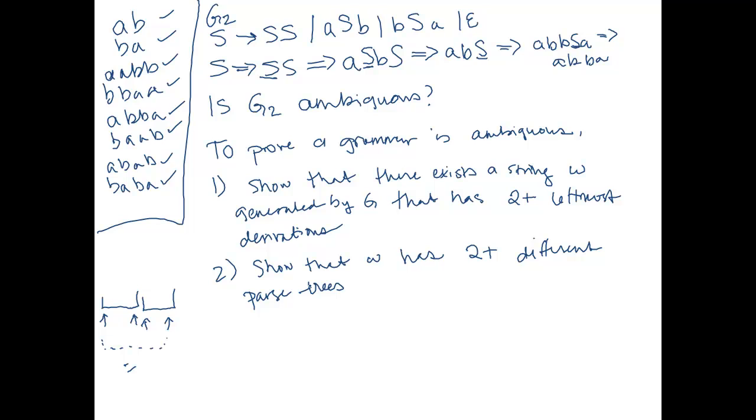Let's see if we can find a string that has a derivation from this grammar that has either two leftmost derivations or two different parse trees. Okay, so let's try the string. So we're going to let W equal ABAB, and we're going to ask, does W have two or more leftmost derivations?